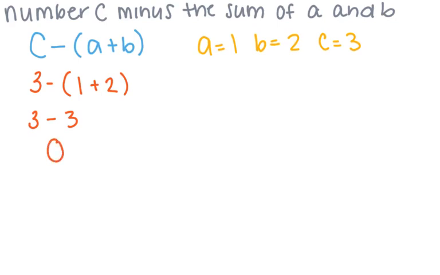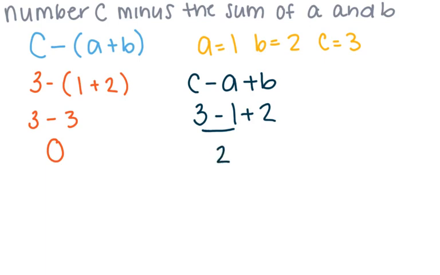But what's going to happen if we don't have the parentheses? Our equation would read c minus a plus b. So now we can plug in our numbers. So we're going to have 3 minus 1 plus 2. The order of operations for addition and subtraction says that we solve the expression going from left to right. So we're going to do the 3 minus 1 first, which gives us 2. And now we have 2 plus 2, which gives us 4.